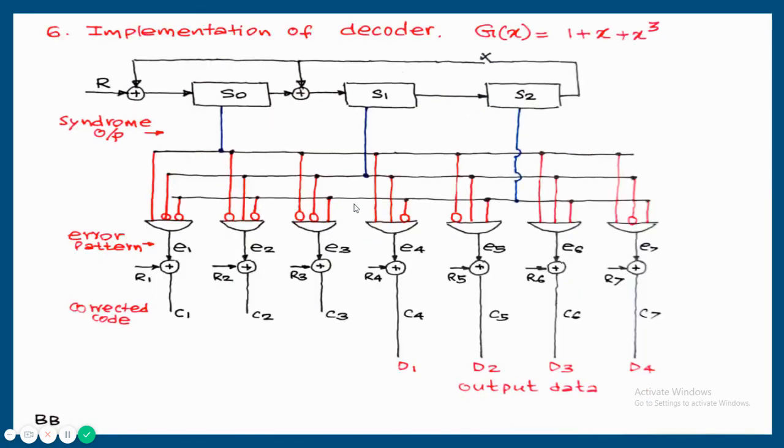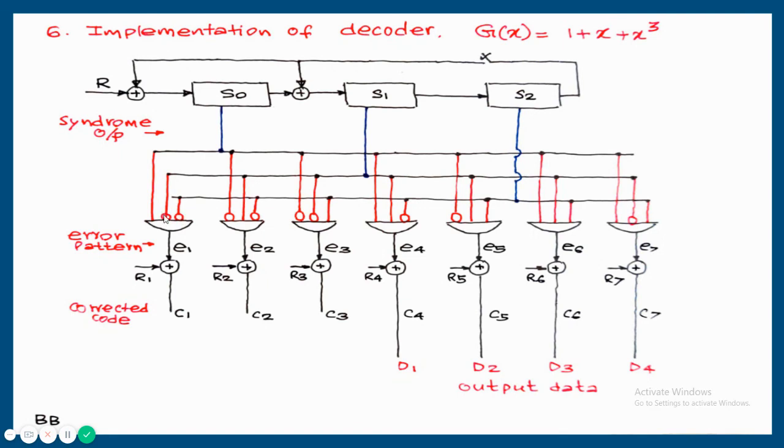Implementation of decoder, 1 plus x cube. The previous syndrome calculator is here. The 3 output bits are connected to 3 wires. 7 AND gates are used for generating the error pattern. The number of AND gates is always n. The number of shift registers is always n minus k. Here 7 AND gates are used, and these connections are based on the syndrome table.